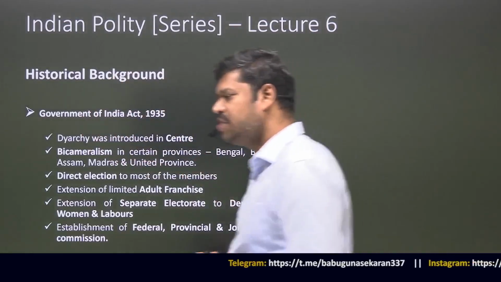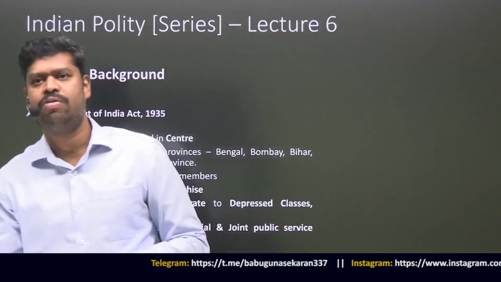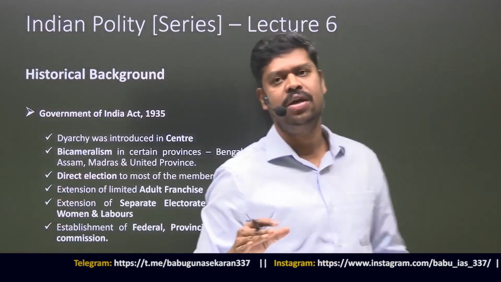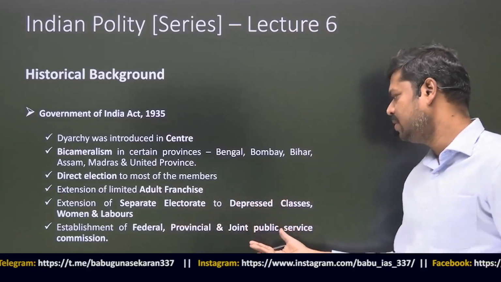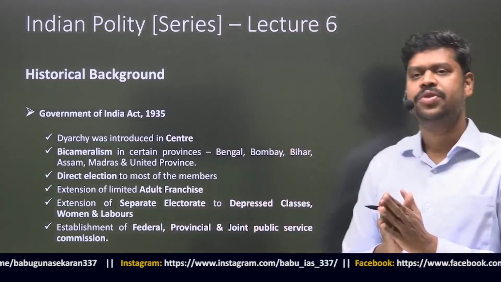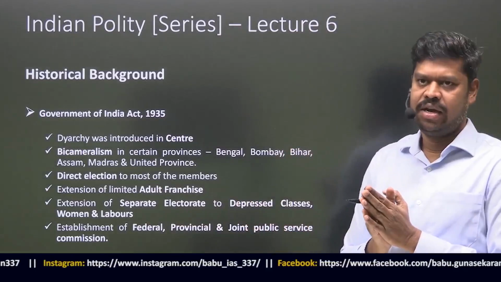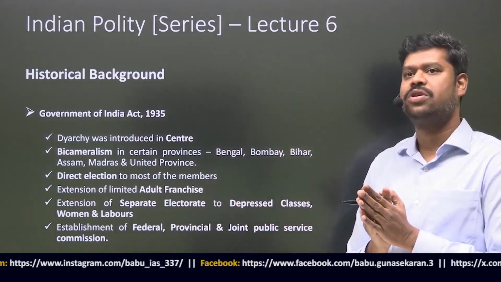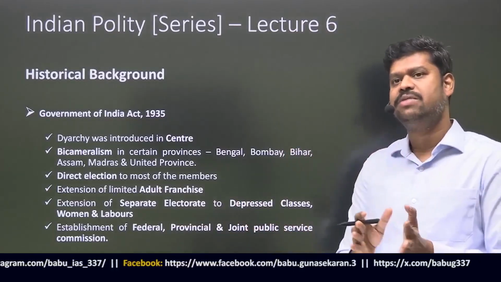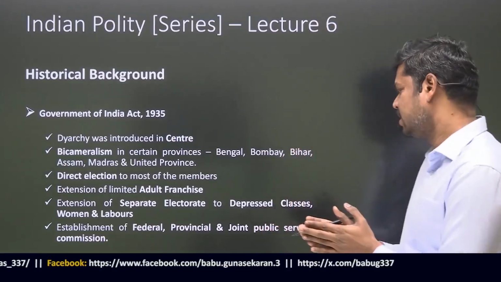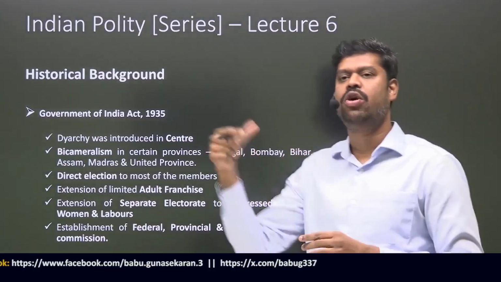That means the Britishers continued with that divide and rule policy. They did not stop this. So this is also another major development. And apart from that, the Government of India Act 1935 provided for the establishment of what is called the Federal Public Service Commission, Provincial Public Service Commission and also what is called the Joint Public Service Commission.